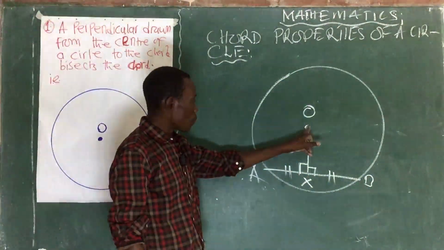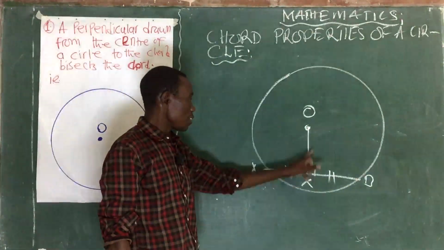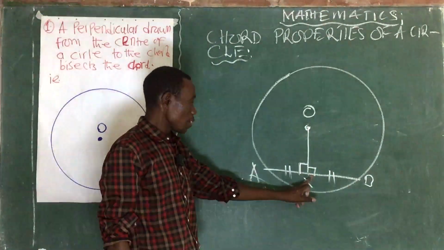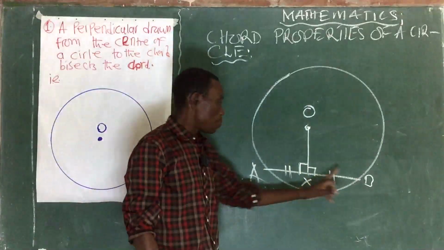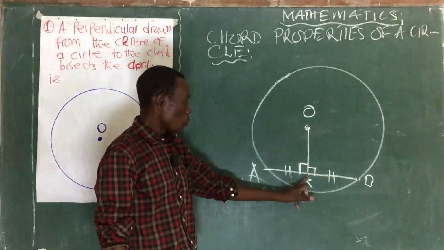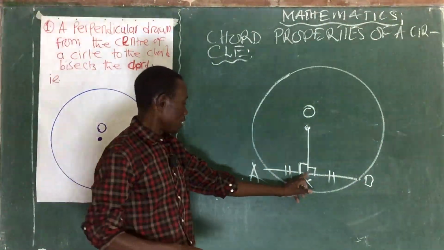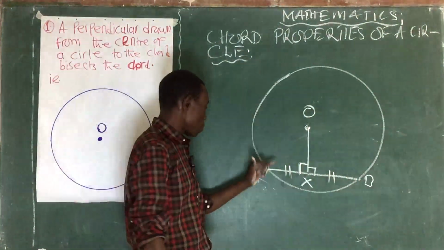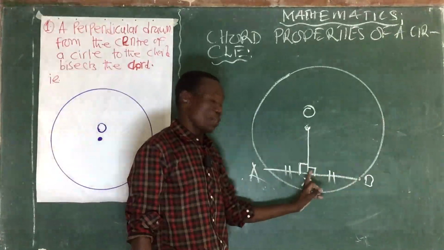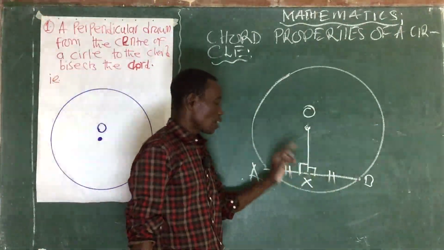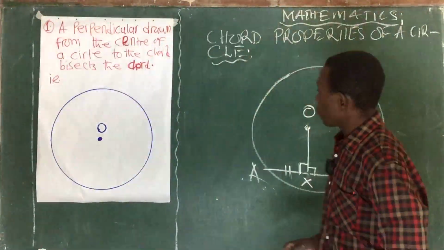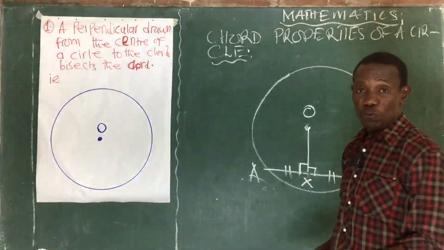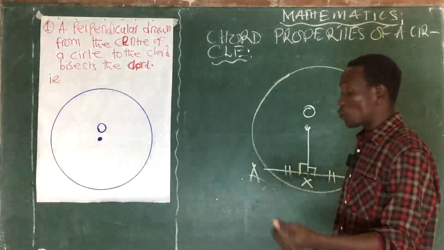A perpendicular from the center to the chord, that is OX, which is perpendicular to AB. This line here will always divide chord AB in this situation into two equal parts. You expect that AX is equal to what? BX. That's the thing. Right. So now what we are going to do here is prove whether this is really true.